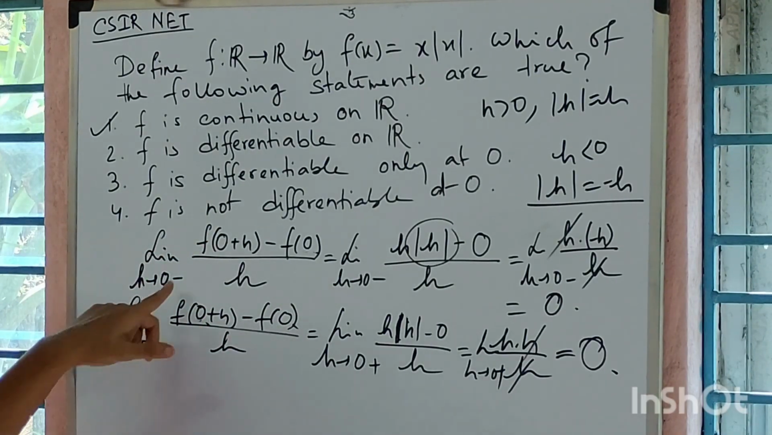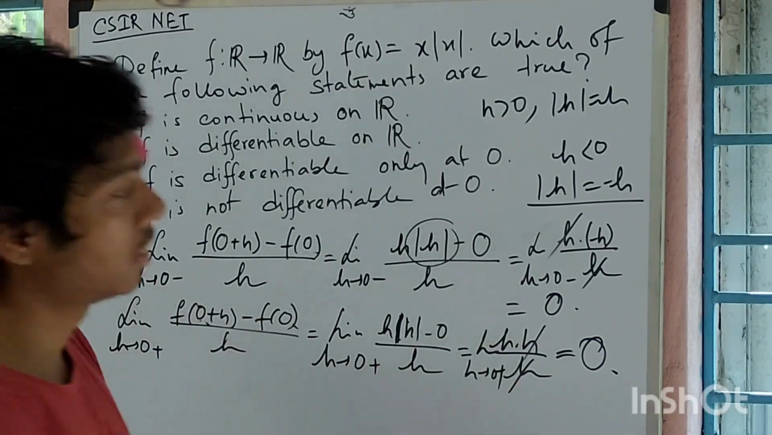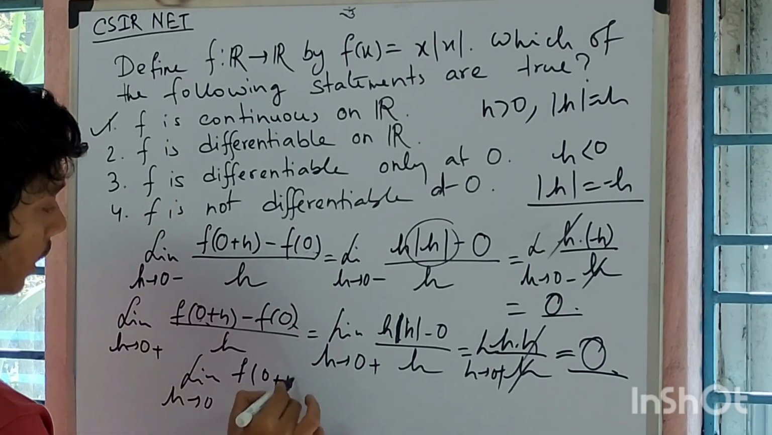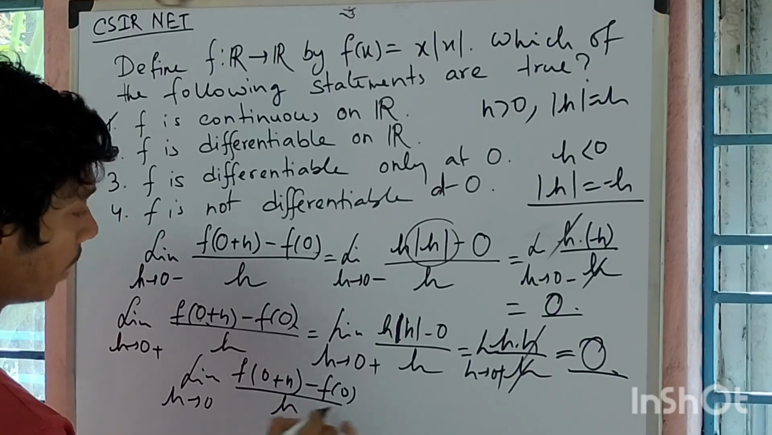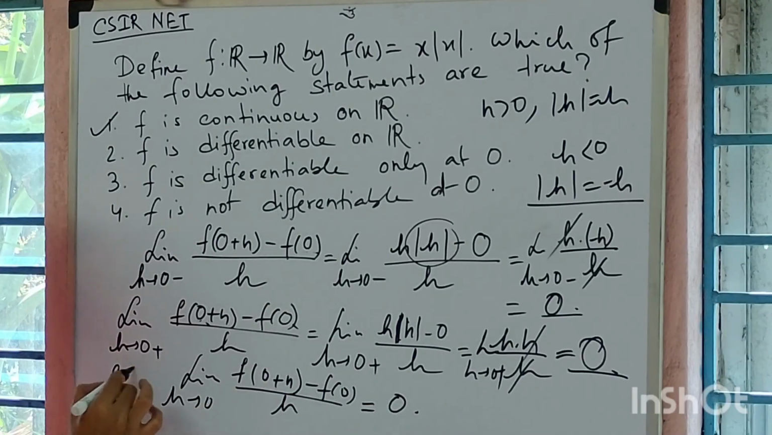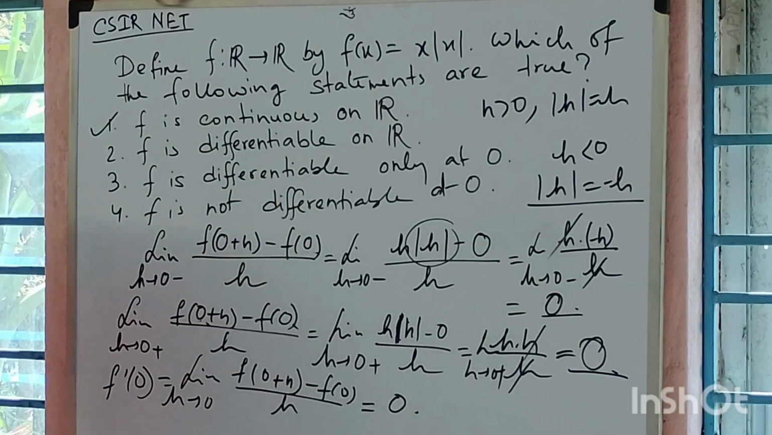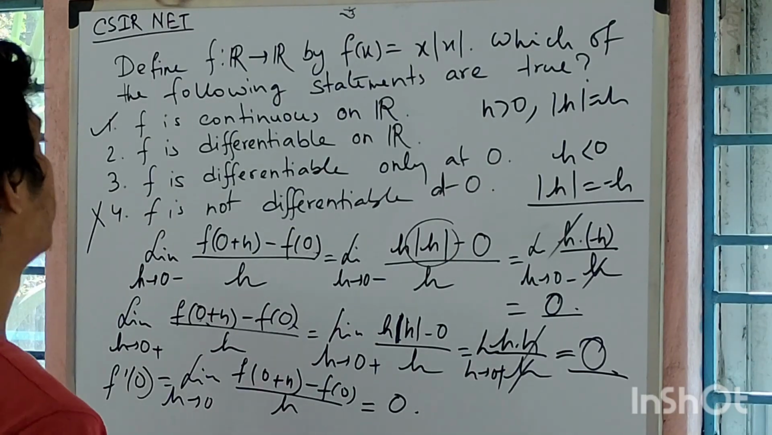Now here the limit as h tends to 0 minus and the limit as h tends to 0 plus both come out 0. That's why I can conclude that the limit as h tends to 0 of (f(0+h) - f(0))/h equals 0, and it means f'(0) exists and is equal to 0. That's why it is differentiable at 0. So the statement that it is not differentiable at 0 is completely wrong.